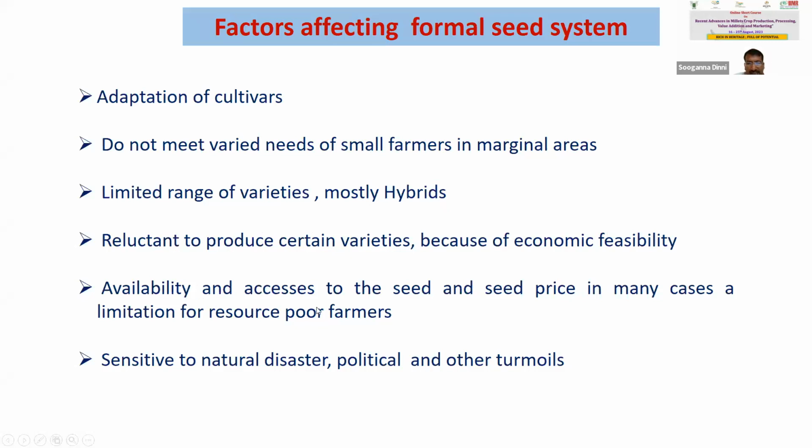The availability and access to the seed and seed price in many cases is a limitation. Here the cost of seed is very, very high. This is also a limitation for farmers to purchase, so the adoption of cultivars or hybrids is less. It will take time. In the informal seed system, the spread of a variety is very, very fast, but that is missing in the formal seed system. Again, it is sensitive to different factors like natural disasters, political and other factors.